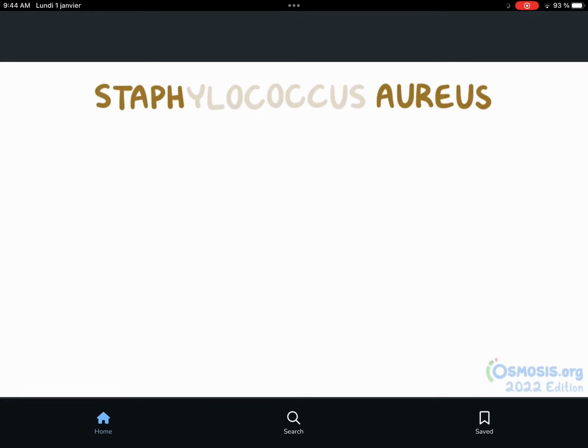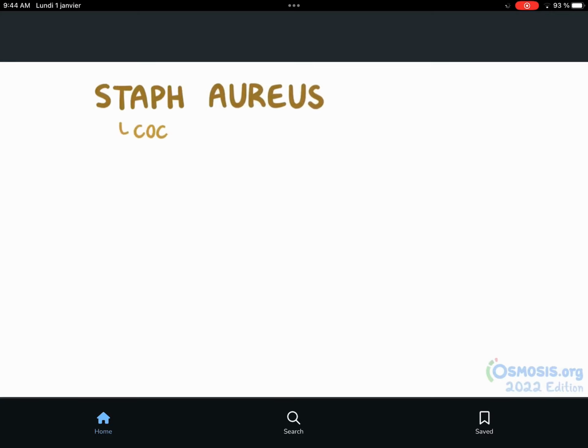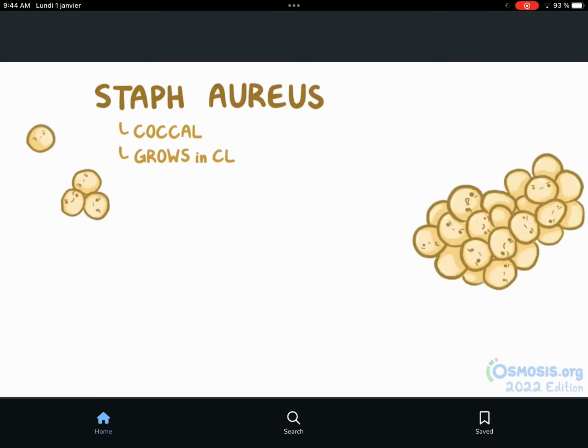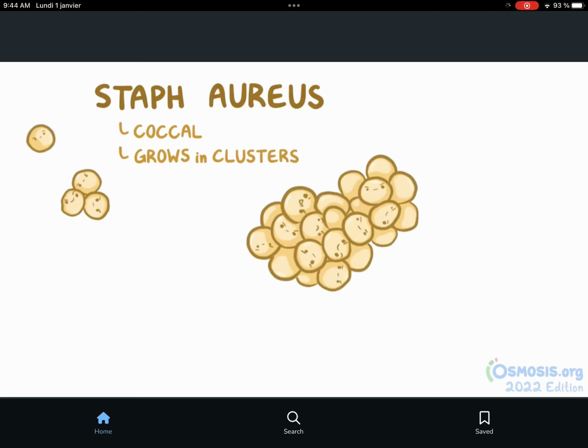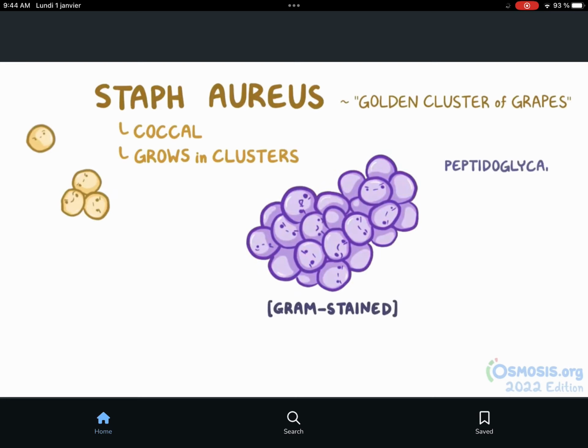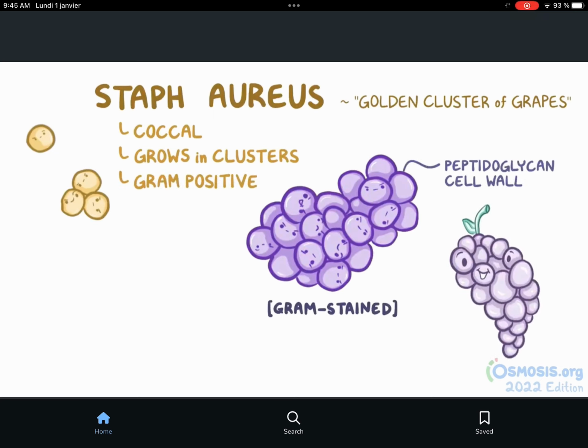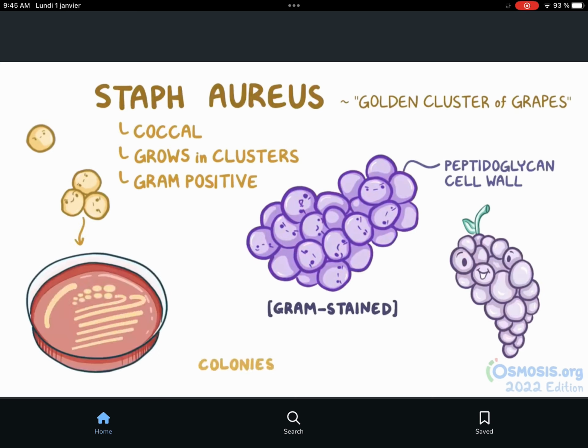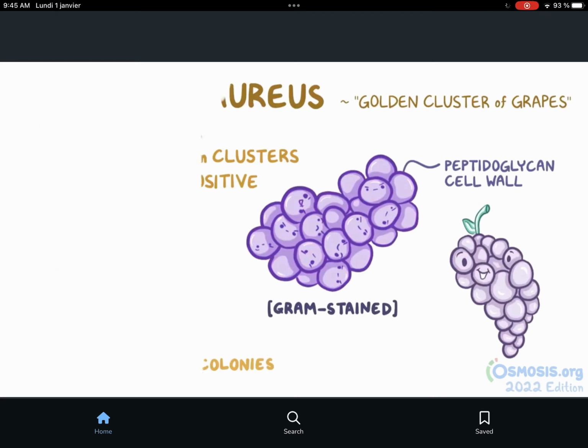Staphylococcus aureus, sometimes just called Staph aureus, is coccal or round shaped and grows in clusters. In fact, its name, broken down, means golden cluster of grapes. It sort of starts making sense if you look at it under a microscope. It tends to grow in sticky clusters, and it stains purple when gram-stained due to its peptidoglycan cell wall. So it's gram-positive and it resembles grapes. As for its golden color, when it's grown on blood agar plates, the colonies have a distinctive golden yellow color.